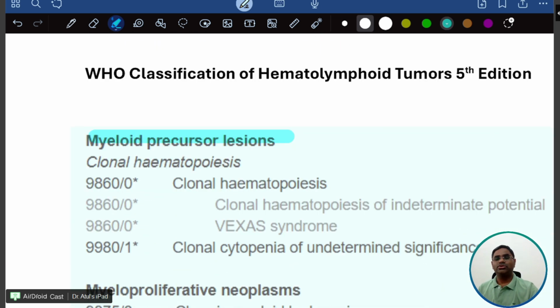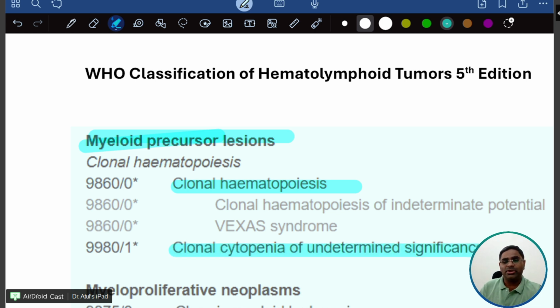So this is the WHO classification of hematolymphoid tumor, 5th edition. As I mentioned earlier also, the category is named as myeloid precursor lesions. Under this heading, they have created two entities: clonal hematopoiesis and another one is clonal cytopenia of undetermined significance.